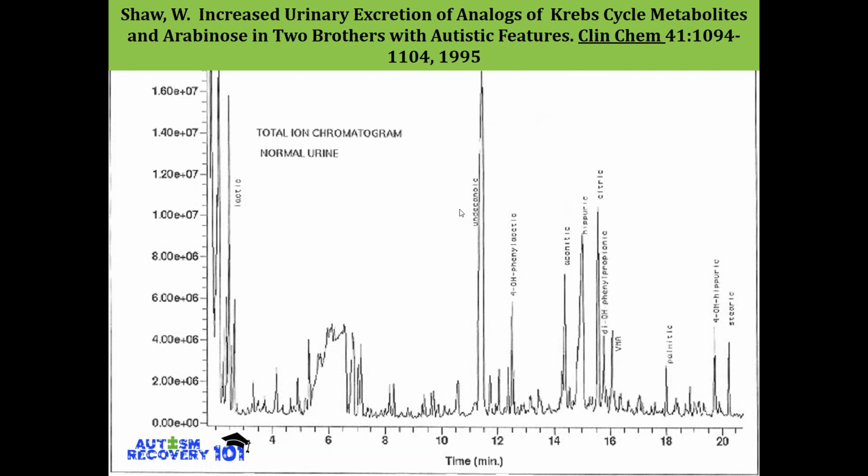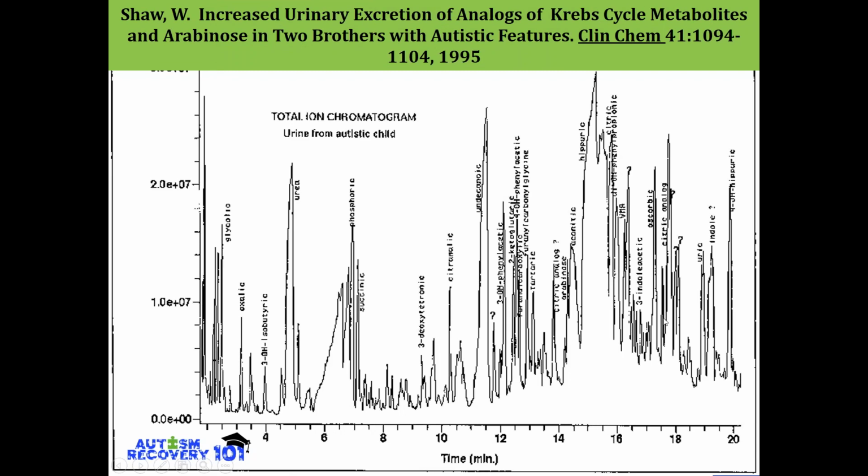Now, this particular slide is representative of an individual who was not autistic. Now, you see that there were certain things that were slightly elevated, but none of us are going to be completely clear of all of these chemicals. But when they compared it to the autistic individuals, it was quite significant. The autistic individuals had much more biochemical imbalances that were determined.